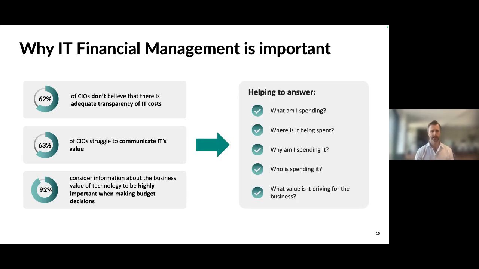And so this is really going to help those key questions that we have. So what am I spending? Where is it being spent? Why am I spending it? Who is spending it? And what business value is it actually driving for the organization? And that is the litmus test for what IT financial management should do and what an IT financial management solution should do for you.